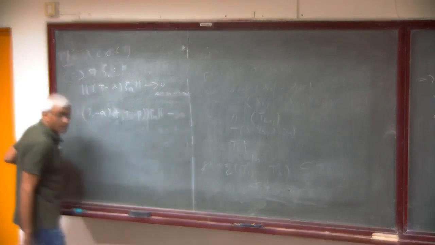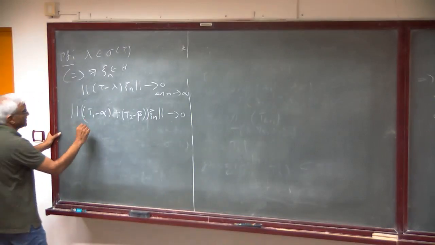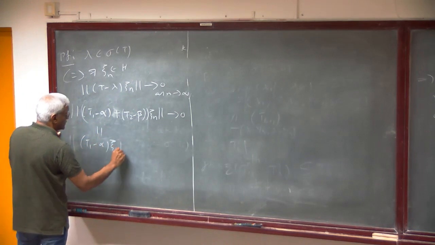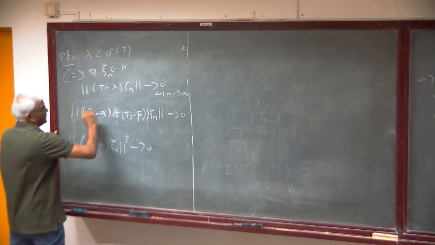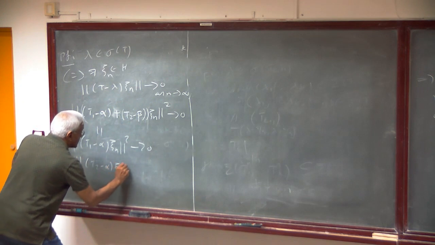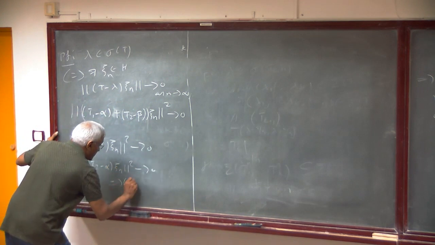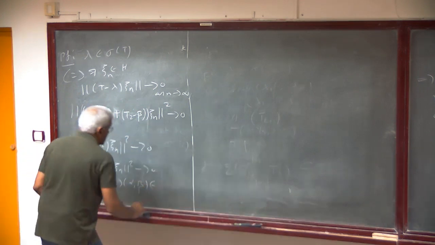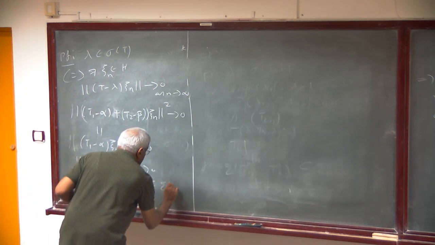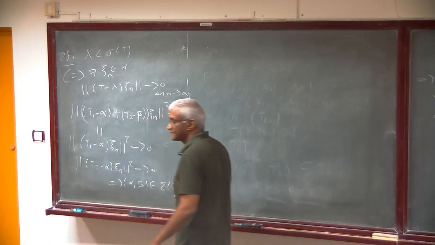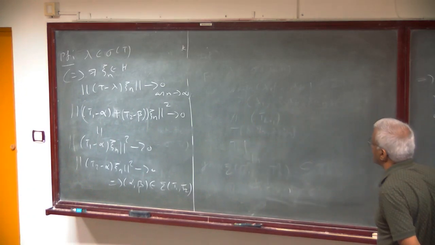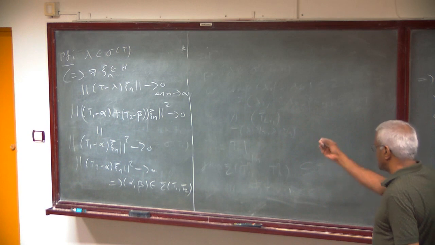Applied to xi n, this goes to 0. But because it's normal, the norm squared is equal to the norm of (T1 minus alpha) xi n squared plus the norm of (T2 minus beta) xi n squared. This goes to 0, which is equivalent to saying (alpha, beta) is in the joint spectrum. This xi n is a joint approximate eigenvector. And this is an equivalent statement, of course.